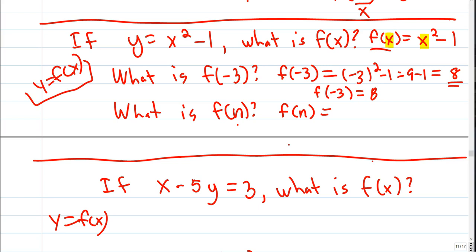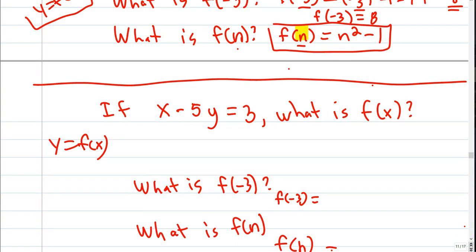What is f of n? Well, I'm going to put that n in place of all the x's. So what's going to happen this time? Instead of x squared, it's going to be n squared, and that's it. You literally just plug whatever is inside there in place of the x. F of x is x squared minus 1. F of n is n squared minus 1. Whatever goes here replaces the x. So if it's a letter, we put the letter in there.